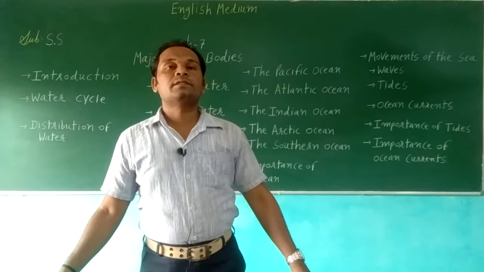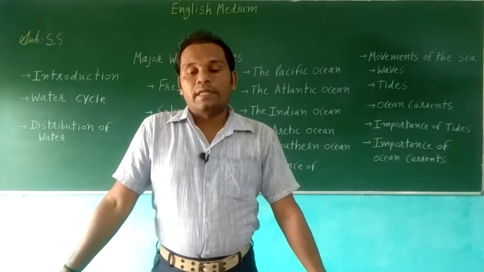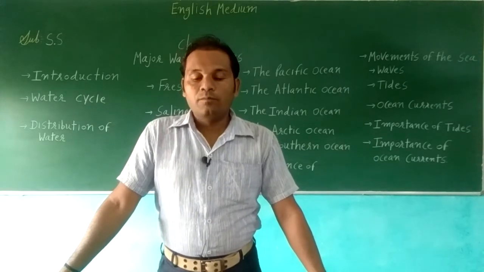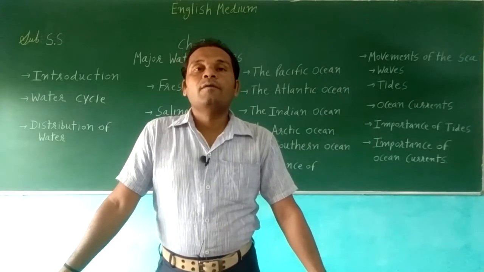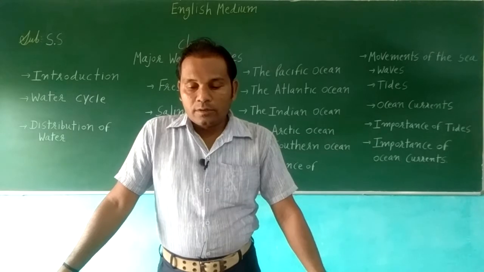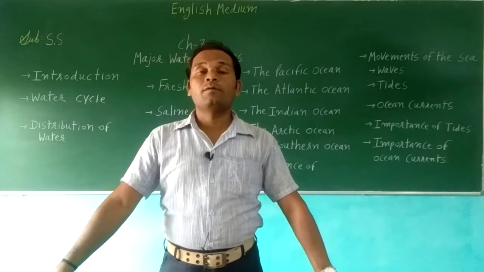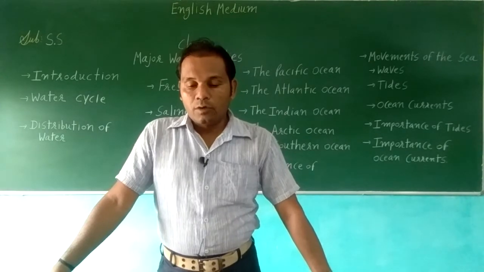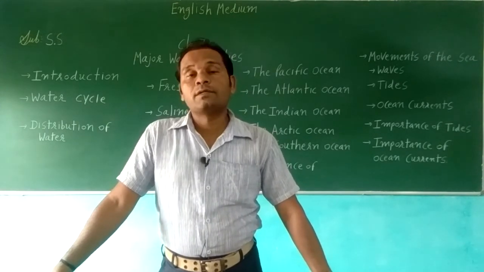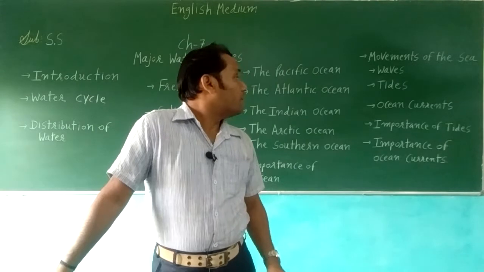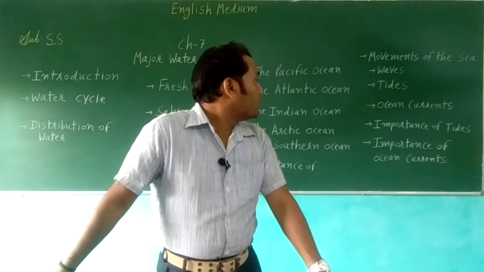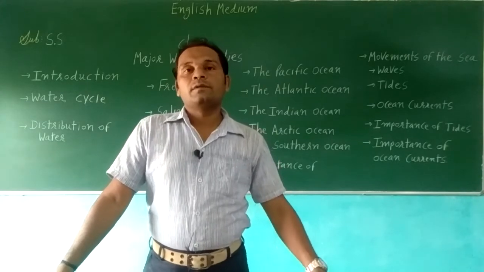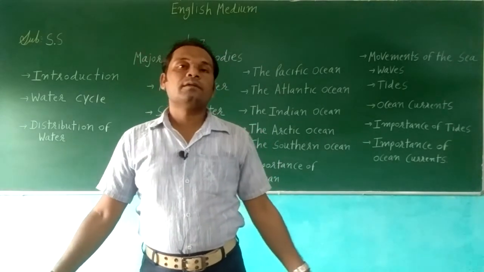Sea water is not still; it is not at one place. It moves horizontally and vertically. There are three types of movements of the sea: waves, tides, and ocean currents. So first, waves. Mostly the wind is there.